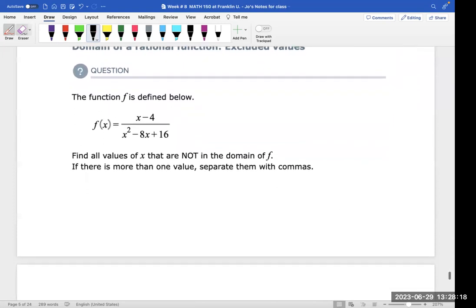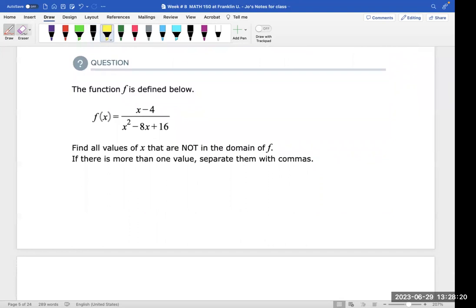Here we go. Last bit. Find all of the values that are not in the domain. What is not allowed? So the numbers not allowed.